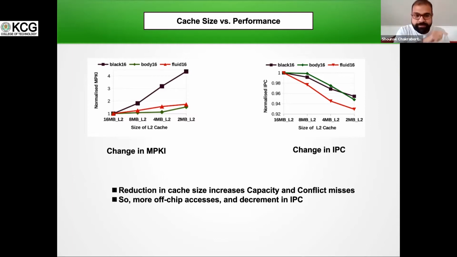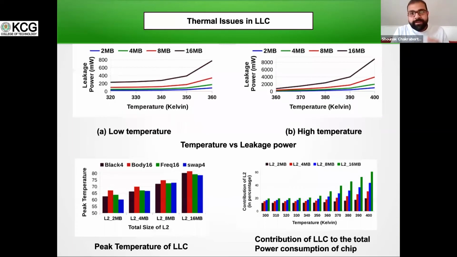So how to cope with the situation? Additionally, the thermal issues in LLC. So what are the thermal issues in LLC? Because you have accumulated more transistors in the cache area, that will actually result in an increment in temperature. Not exactly like the cores, but definitely the caches are also prone to temperature increase up to a certain level.